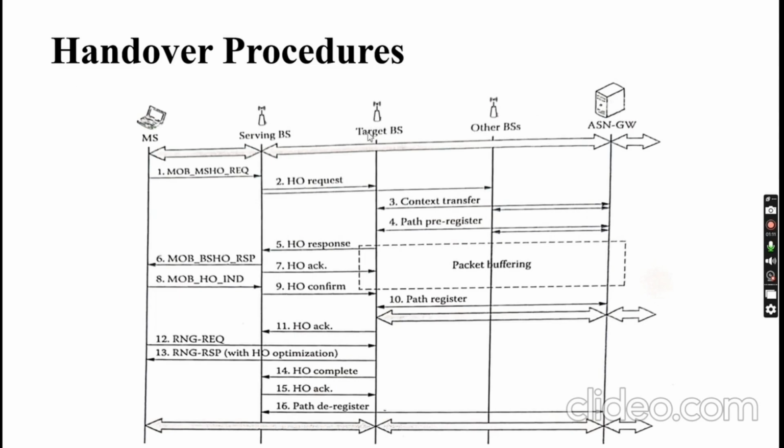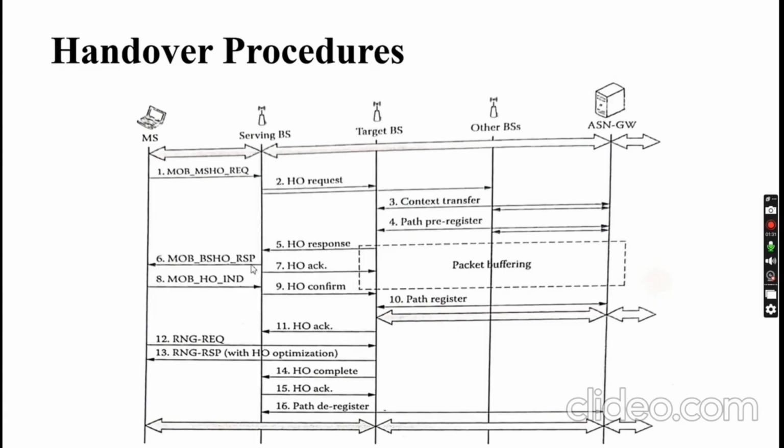Mobile base station to get involved in the new target base station, it will send a path pre-register link, which means booking the channel for this particular mobile station. After receiving this path pre-register from the gateway, the target base station will give a HO response, that is handover response to the serving base station.